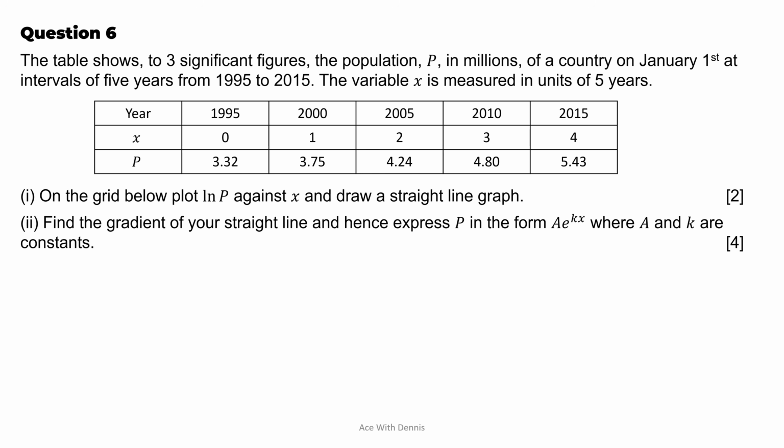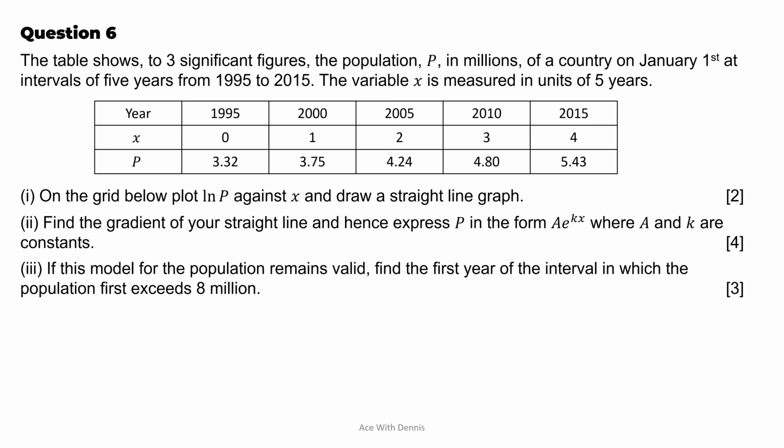Part 2. Find the gradient of your straight line and hence express P in the form a e to the power of kx, where a and k are constants. 4 marks. 3. If this model for the population remains valid, find the first year of the interval in which the population first exceeds 8 million. 3 marks. Alright, so these are the questions. I will discuss the solution in the next page.